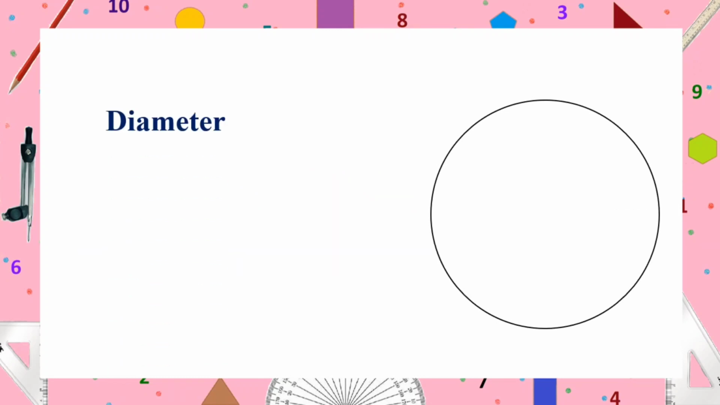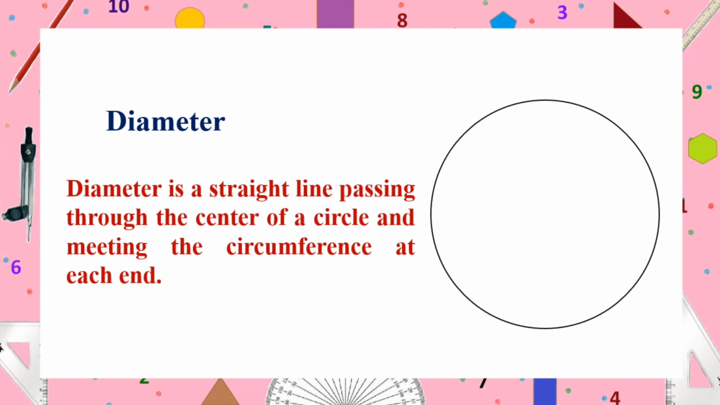Next, what is the next important part? That is diameter. What is the diameter of a circle? Diameter is a straight line passing through the center of a circle and meeting the circumference at each end. This is the diameter. We know that diameter is twice the radius. Or in other words, radius is half of diameter.